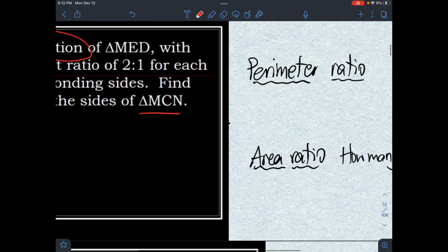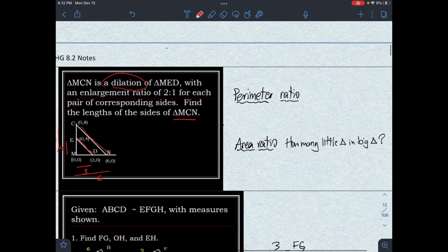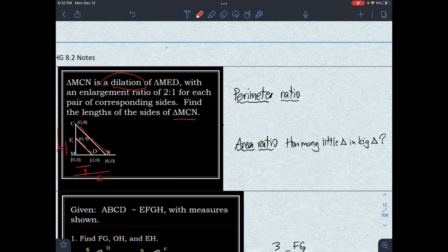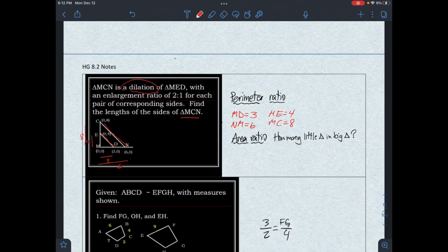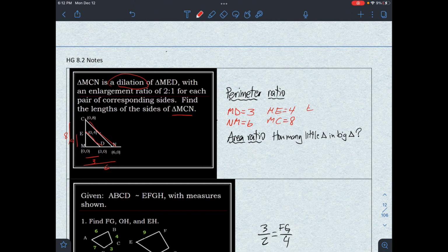So, labeling those sides down, we say MD is equal to 3, NM is equal to 6, ME is equal to 4, MC is 8. And then we're going to finish up with ED and CN.